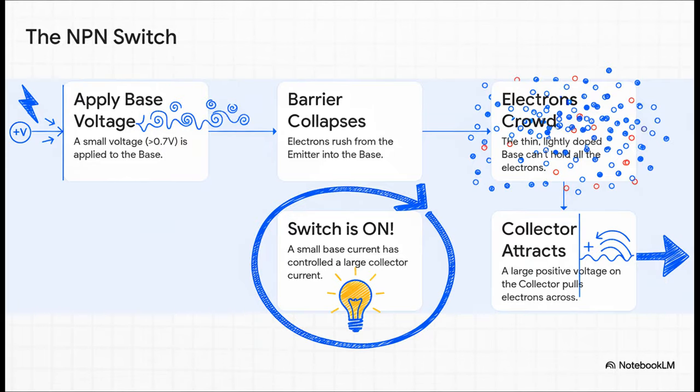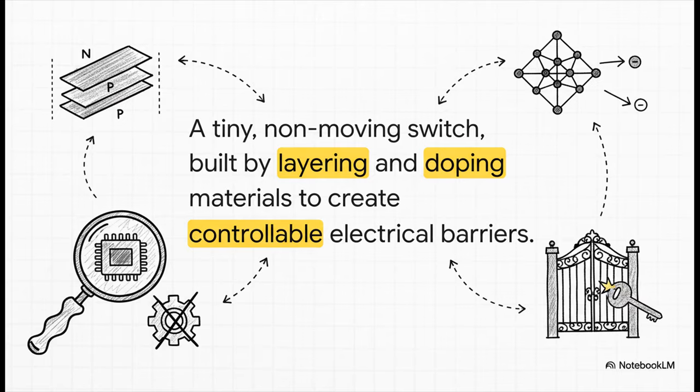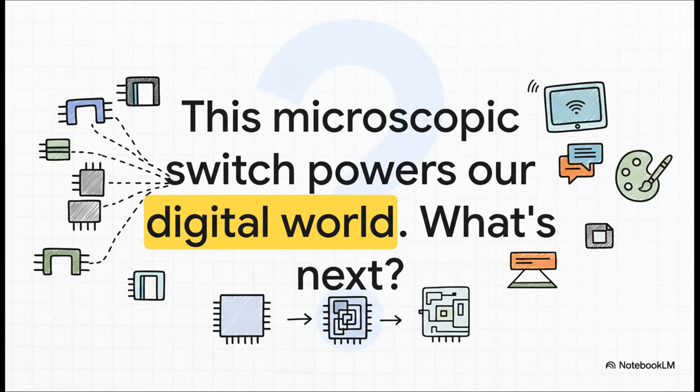The switch is on. So when you boil it all down, what is a transistor? It's a tiny, elegant, solid-state switch with absolutely no moving parts. It's just an incredible piece of material science built by carefully layering and engineering silicon to create these controllable barriers for electrons. Think about that for a second. Every time you tap your phone screen, you are commanding literally billions of these switches to open and close. This simple, brilliant principle is what allows us to compute, to communicate, to create everything in our modern world. The transistor completely defined the 20th century, and it just makes you wonder, what's the tiny breakthrough that's going to define the 21st?